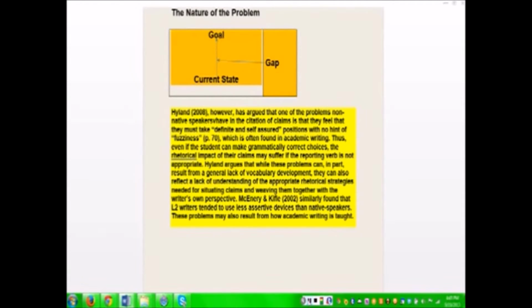Now, that's the current state of the problem. Therefore, the goal, even though I may not explicitly state it, is that writers need to take a variety of stances, not always clear cut, sometimes more fuzzy in Hyland's terms, toward the claims that they're making, and therefore it is important to choose the most appropriate reporting verb in order to express the preciseness of that position.